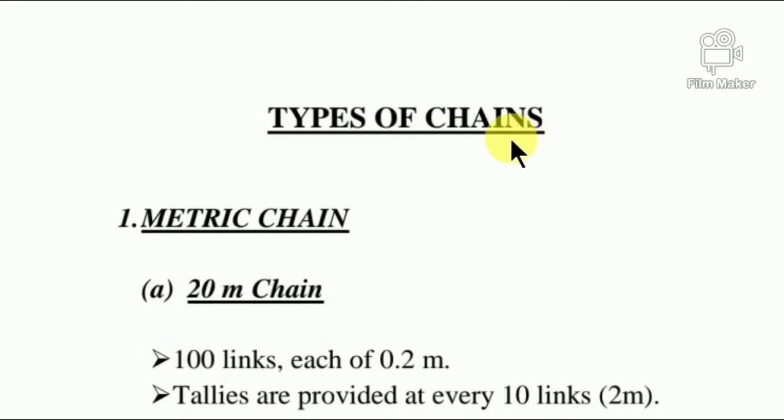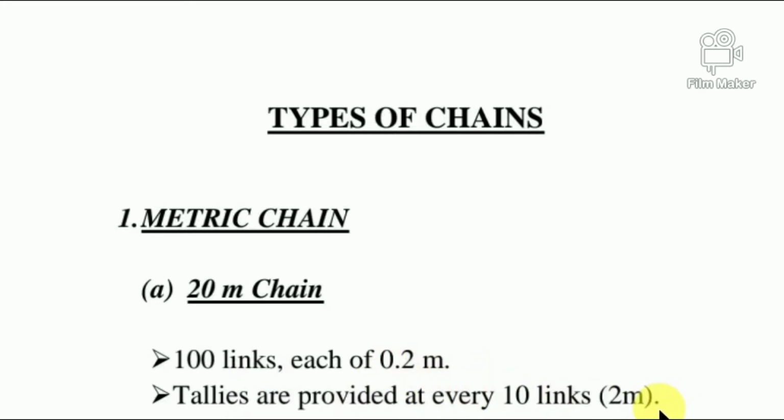So we have different types of chains used in surveying. The first one is our metric chain. Then again, metric chain is of two types. One is 20-meter chain and the other one is 30-meter chain, which we have used in our labs. Now, first the 20-meter chain. In 20-meter chain, we have 100 links. Each link is of 0.2 meter and tallies are provided at every 10 links. So if one link is 0.2 meters, then 10 links will be 2 meters.